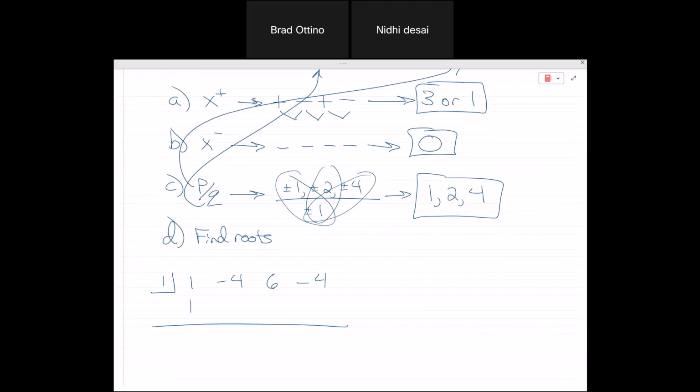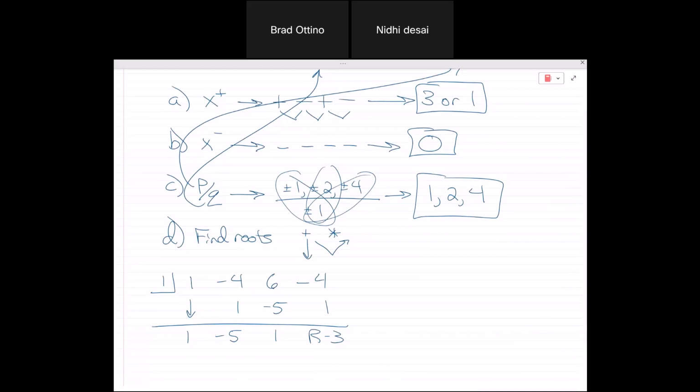So for this problem, I'm going to do synthetic division. Remember, we add going up and down, and we multiply on the diagonal. 1 times 1 is 1, so this would be negative 5. Negative 5 and 6 is 1. So it looks like we get a remainder of negative 3, which means 1 is definitely not a root.